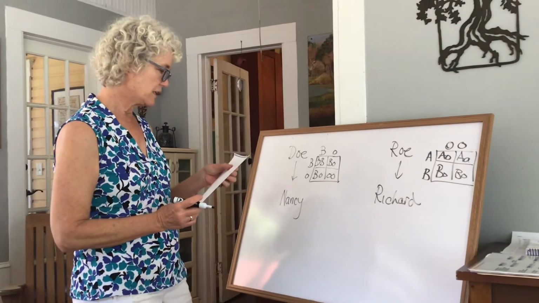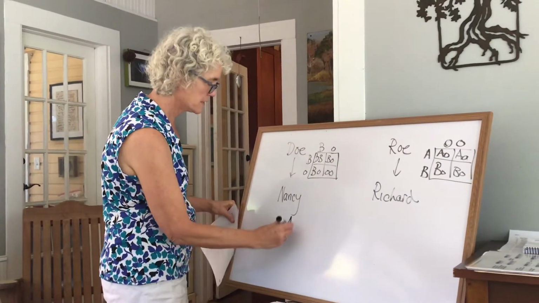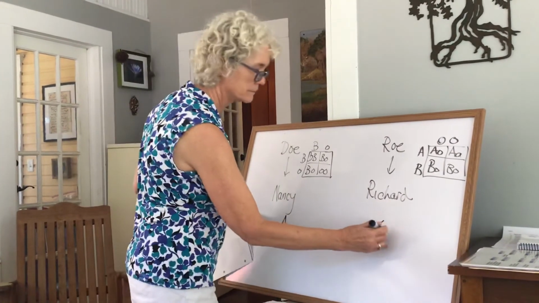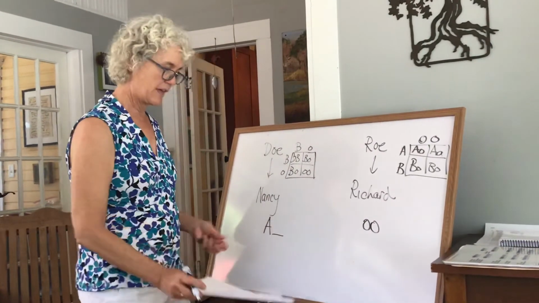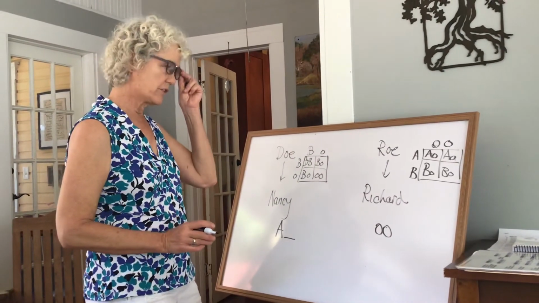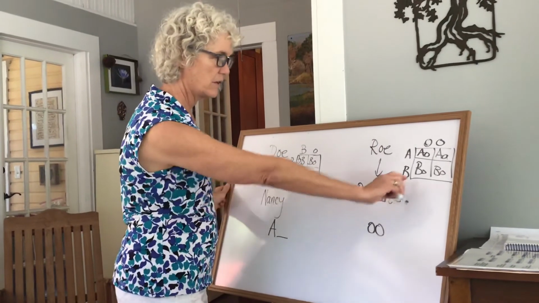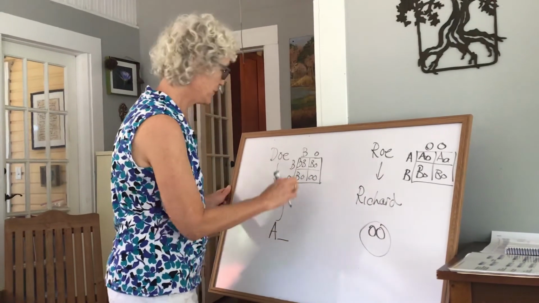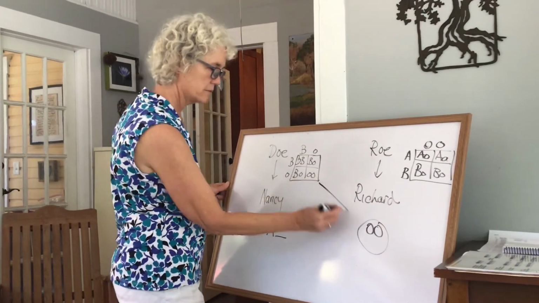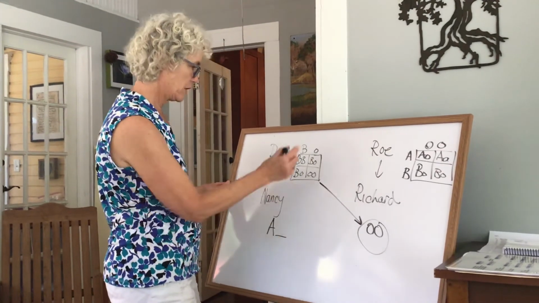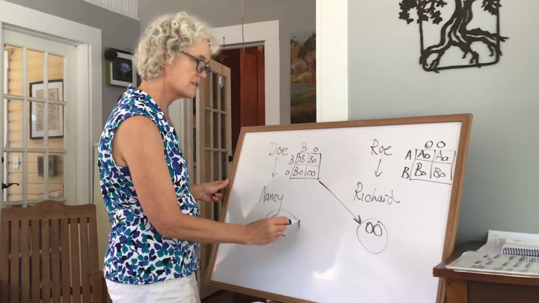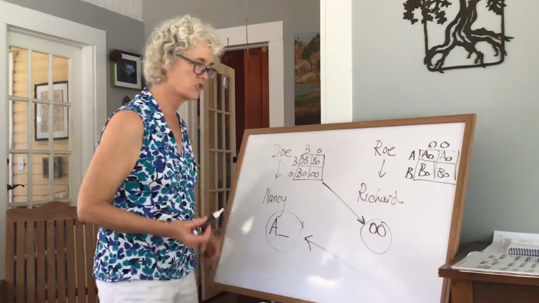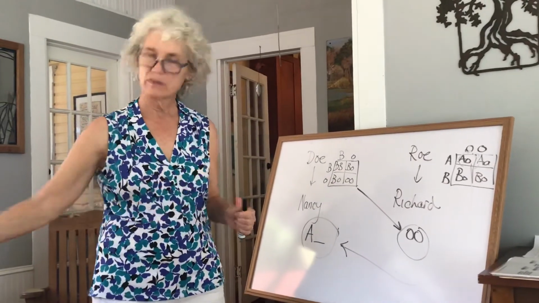So Nancy was type A, so Nancy is type A something. And Richard is type O. They're asking, had the exchange occurred? If you look at this, of course, these parents could not have produced that, and these parents could have. And these parents could not have produced that, but these parents could have. Right? So the exchange had occurred. That's it.